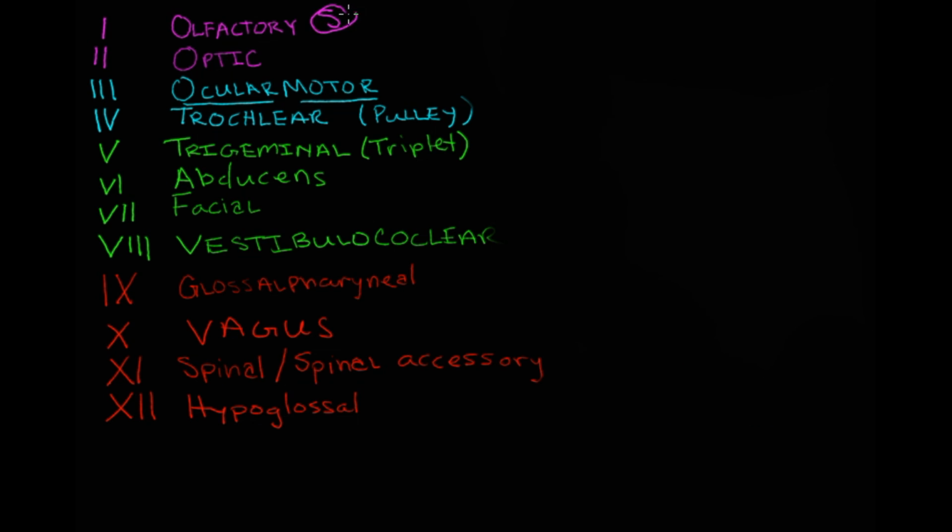So, first one, sensory. Optic is also sensory. Think about that. You're smelling things, you're seeing things. So they're both senses. Now, third one. This is a motor nerve. Easy by its name. Oculomotor. That helps move your eyes. Trochlear, once again, it's Greek for pulley. So easy to remember that pulley means a motor nerve.